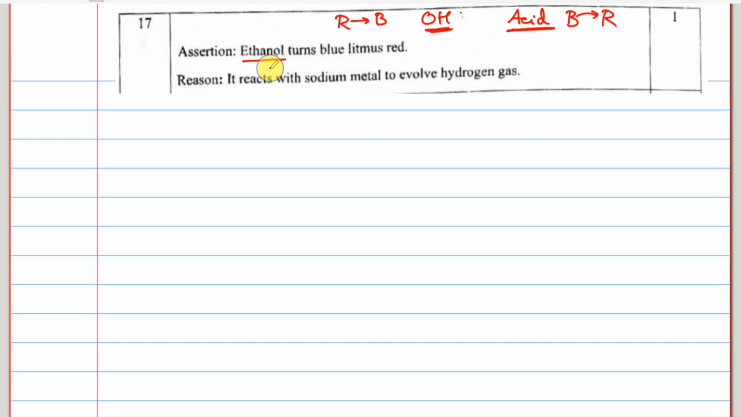The statement given to us is ethanol turns blue litmus red. Blue litmus to red is ethanoic acid, not ethanol. So this statement is false. If the assertion is false, it must be option D. So for the 17th one, option D must be the answer.